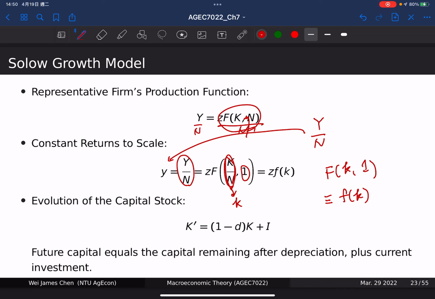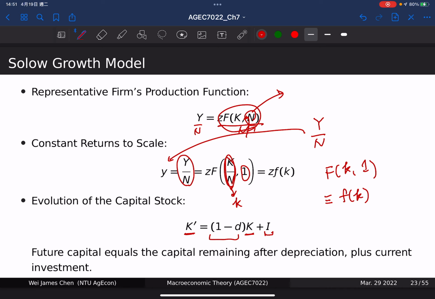And what about the capital? How is capital determined? We already know that the population N grows over time with a constant rate of growth, right? But how about capital? Here, the next period's capital is decided by the last period's capital times (1 minus d), plus an I. What does that mean?